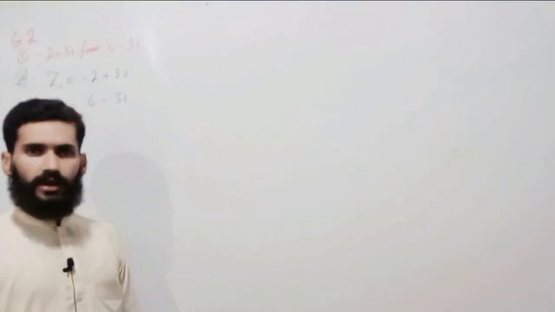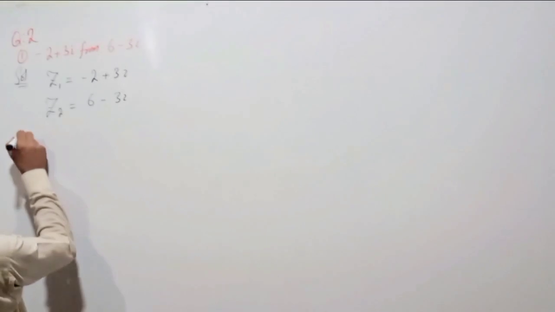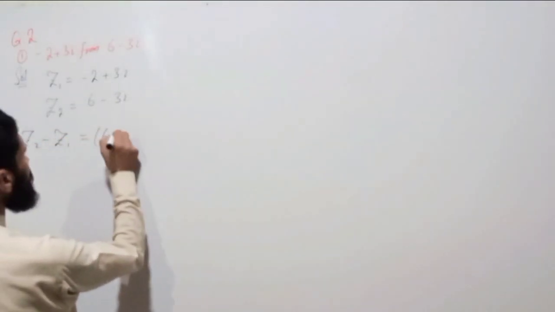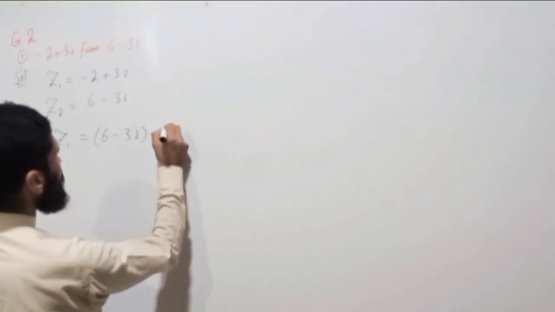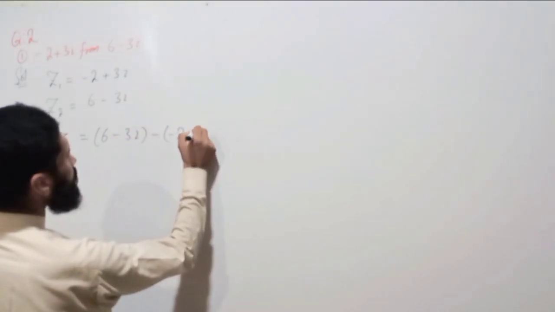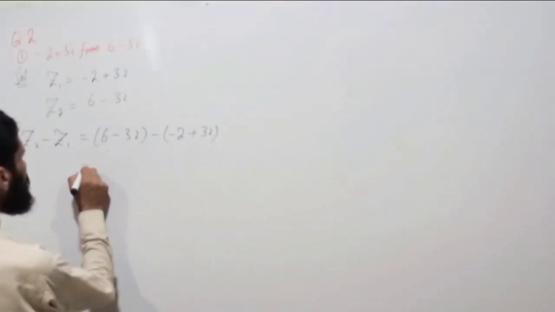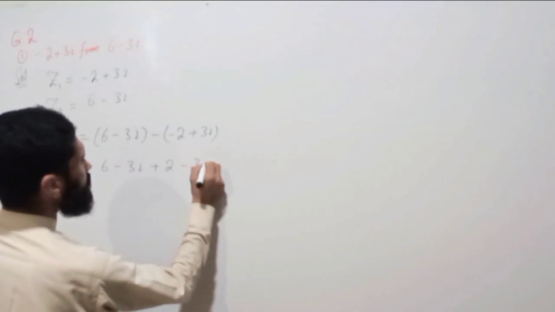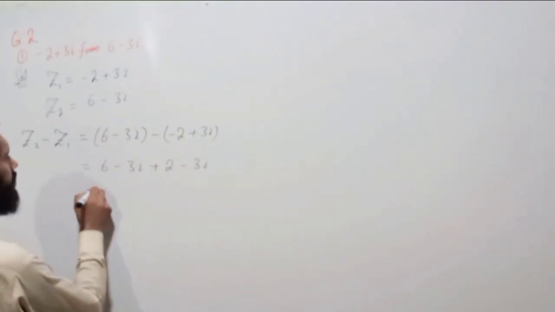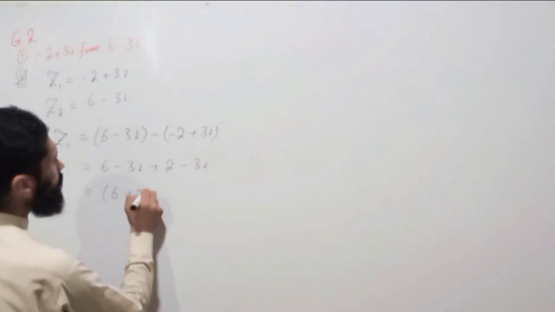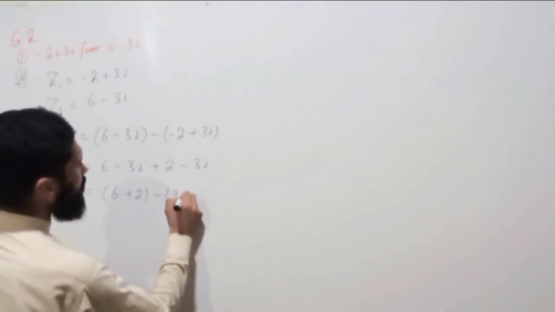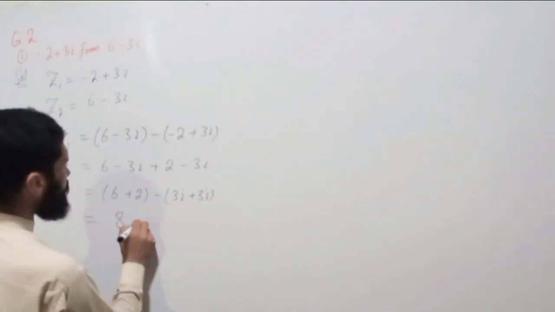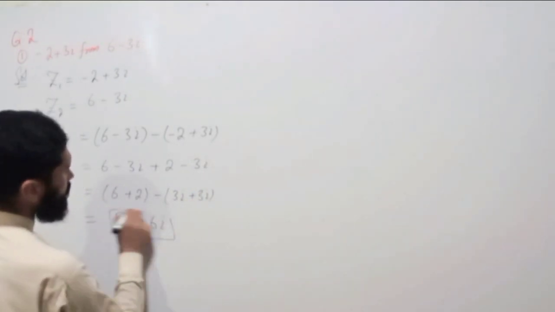So z2 minus z1 is 6 minus 3i minus 2 plus 3i, which becomes 6 minus 3i plus 2 minus 3i. Now we do the addition: real part with real part, 6 plus 2, and imaginary part, minus 3i minus 3i, gives 8 minus 6i. This is the required result.